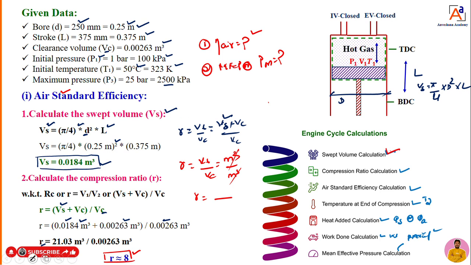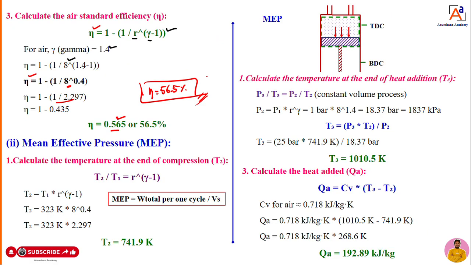Now we can say that the first parameter, efficiency, is done. Now I will move towards the second parameter, mean effective pressure. That we can do by another method, as I told. That we will try now. So the second parameter is mean effective pressure. To calculate mean effective pressure, as I told, we have an equation. Mean effective pressure is equal to the total work per one cycle divided by the swept volume. This is the formula now.